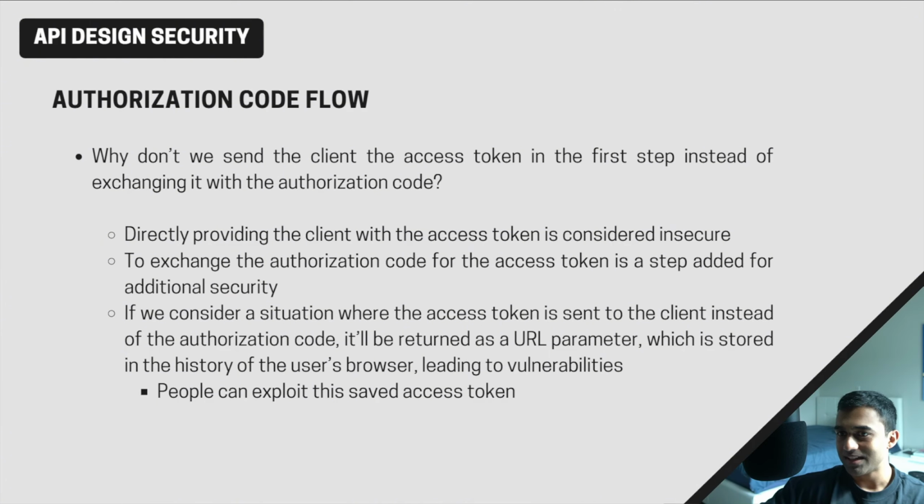Why don't we send the client the access token in the first step instead of exchanging it with the authorization code? Directly providing the client with the access token is considered insecure. To exchange the authorization code for the access token is a step added for additional security. If we consider a situation where the access token is sent to the client instead of the authorization code, it'll be returned as a URL parameter, which is stored in the history of the user's browser, leading to vulnerabilities. People can exploit this saved access token.